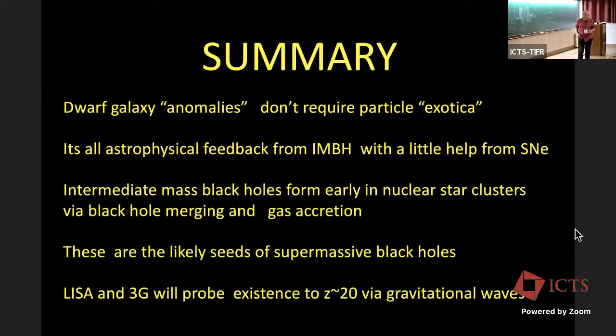Then I've argued that these intermediate mass black holes form early in nuclear star clusters. They have a history of merging and gas accretion to help them grow bigger, and they will leave signals behind to see via gravity waves. And this may be the explanation of making the seeds of the supermassive black holes. They have a large population of seeds at higher redshift, and as the structure basically merges together and builds up, they are an ideal candidate for explaining supermassive black holes. So that's the end of my story. Thank you.